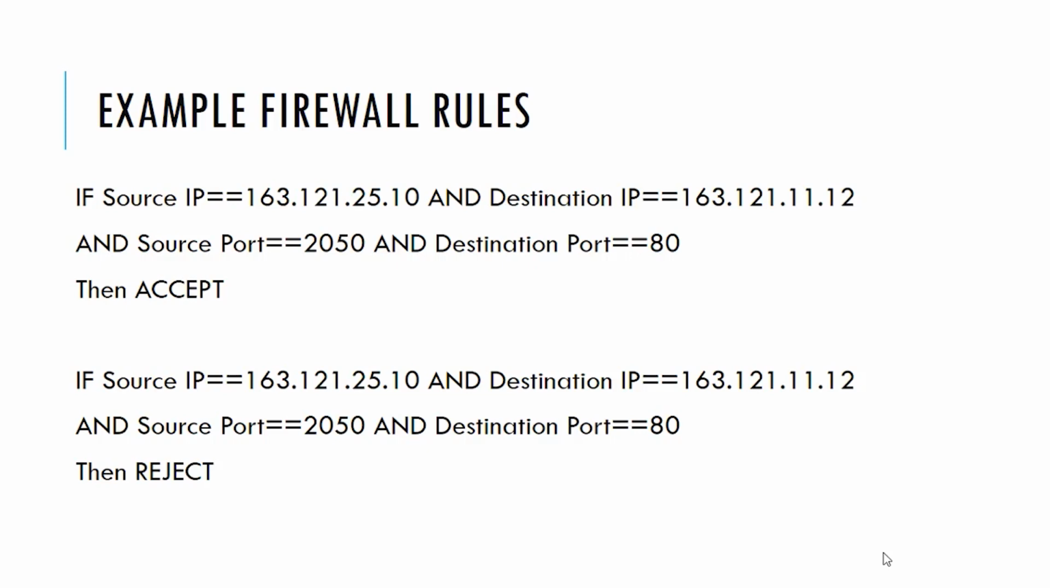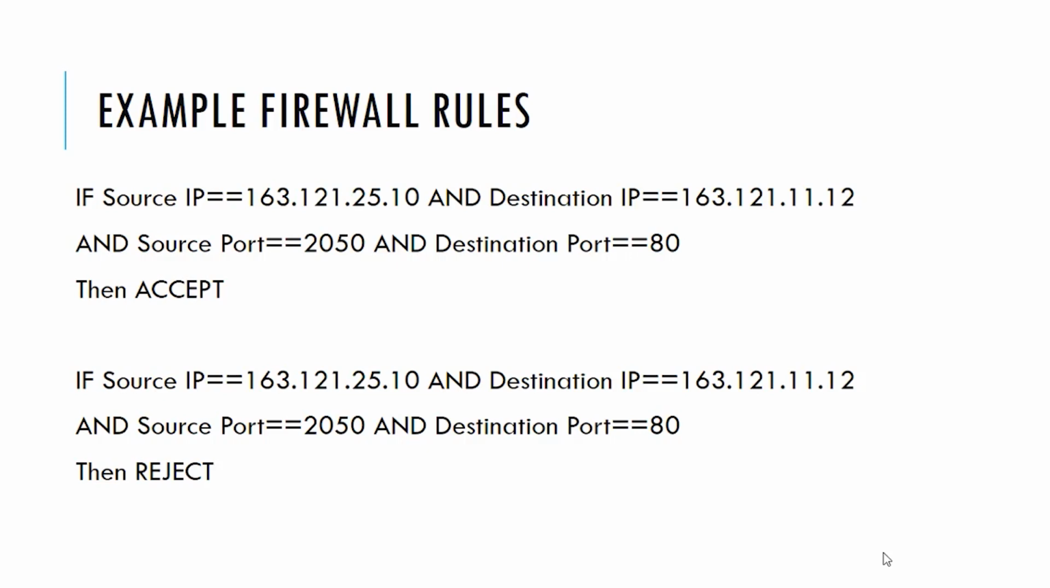So the firewall would now have a rule saying that if the source IP equals so and so, destination IP equals so and so, source port equals so and so, and destination port equals so and so, then you can accept this packet, allow it to enter from your external network to your internal network.